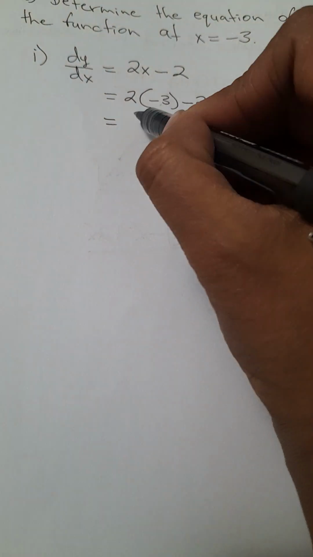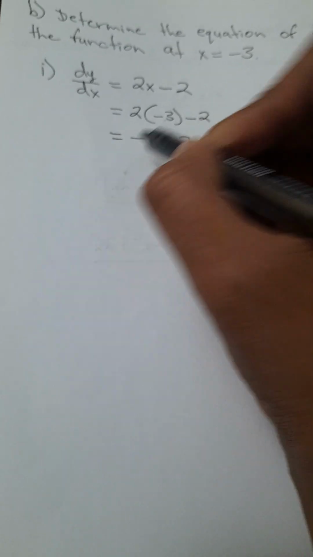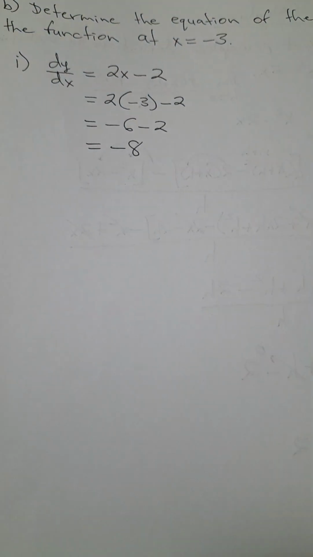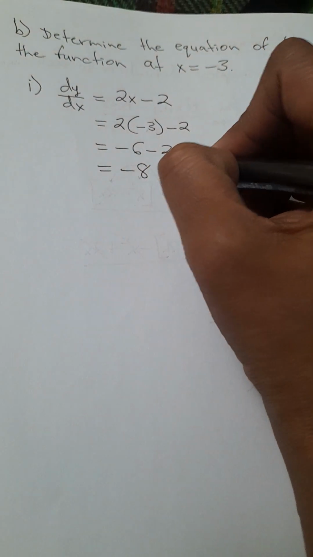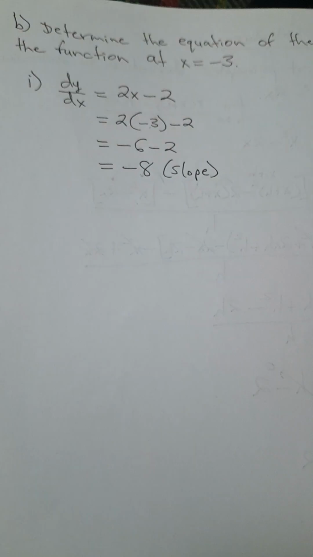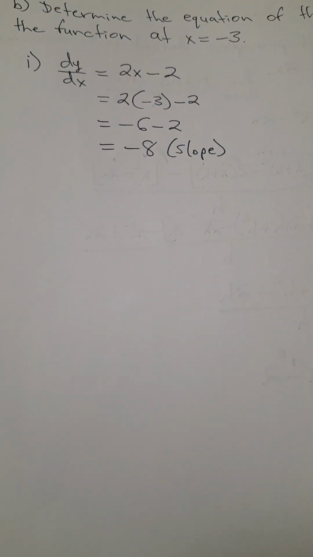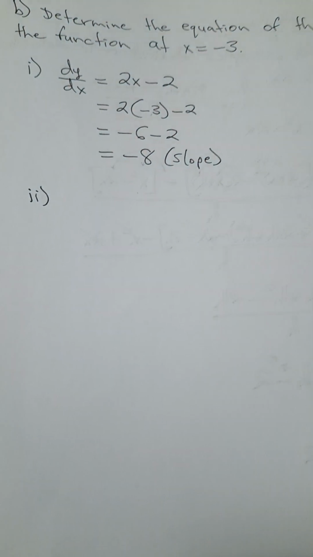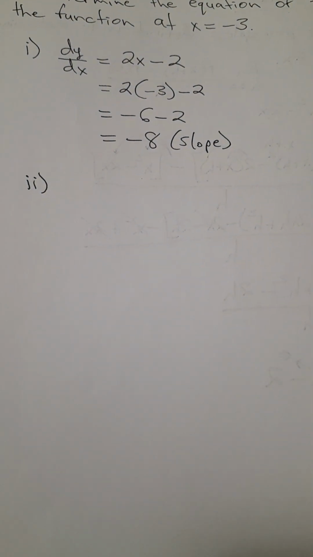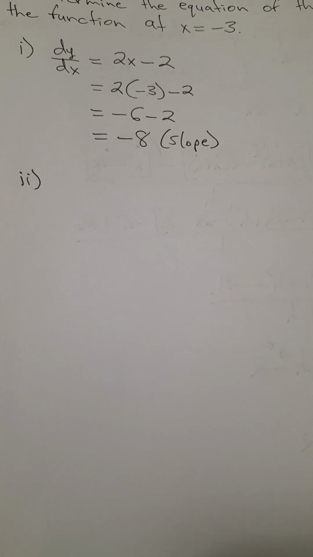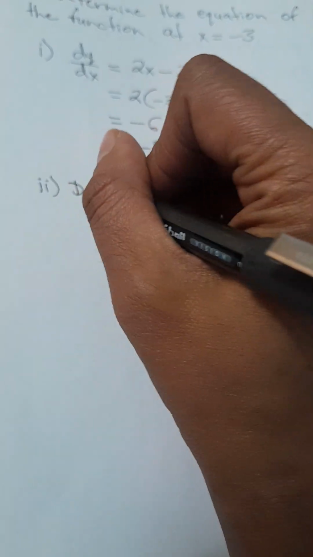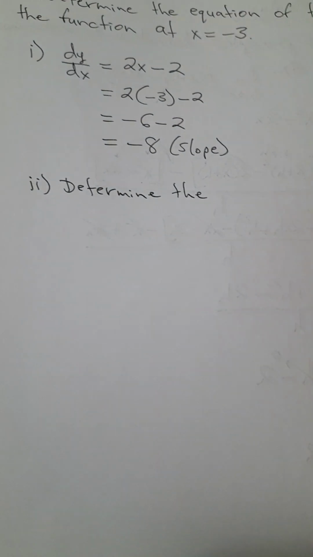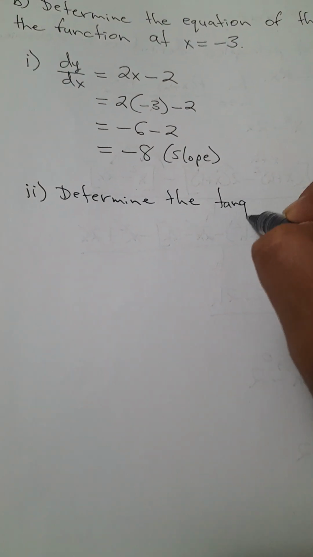All right, so it says 2 times negative 3, negative 6 minus 2, which is equal to negative 8. And maybe in brackets, let's write down that this is the slope of the tangent line, and it's the instantaneous rate of change. And then in part 2, we're going to find, let's write, determine the tangent point.